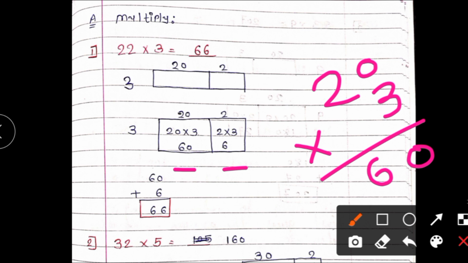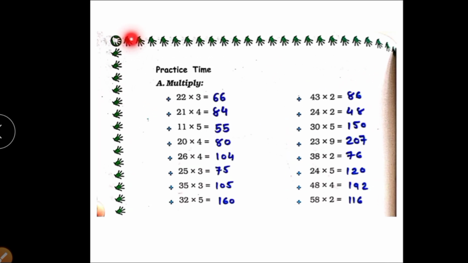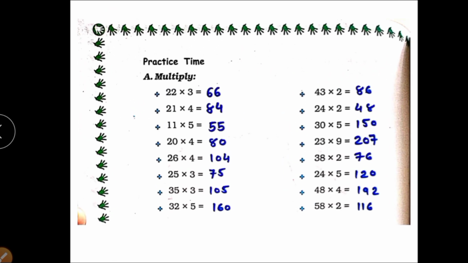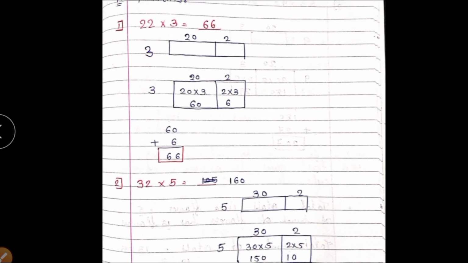Now let's add 60 plus 6. 0 plus 6 is 6, and 6. So the answer is 66. Okay, you have to multiply. You have to do these multiplication sums in your maths notebook. All the sums you have to do like Bharti's method, according to this method, in your maths notebook.